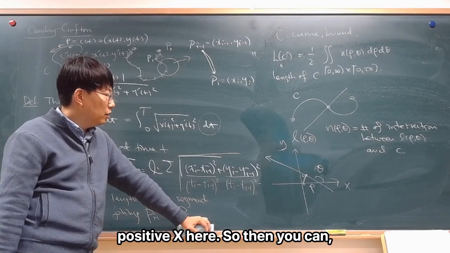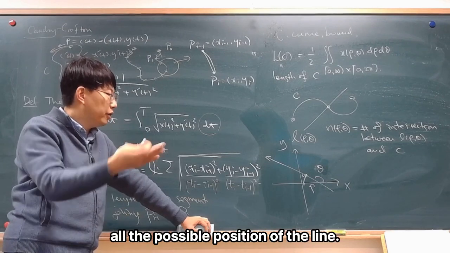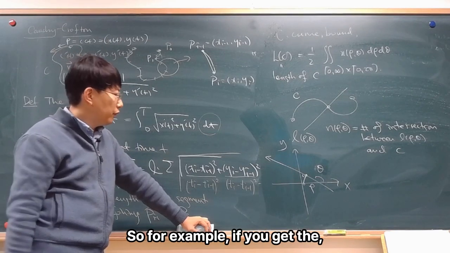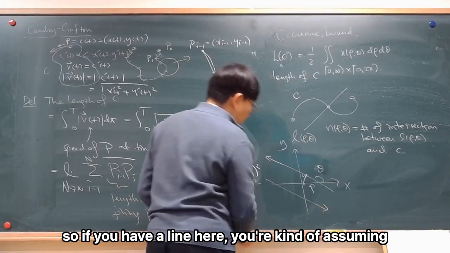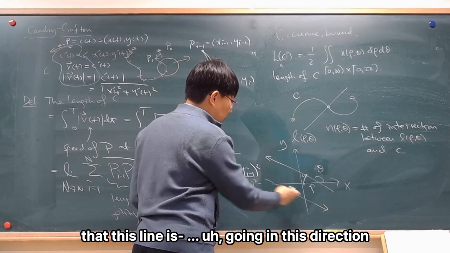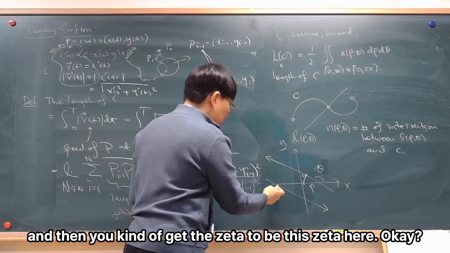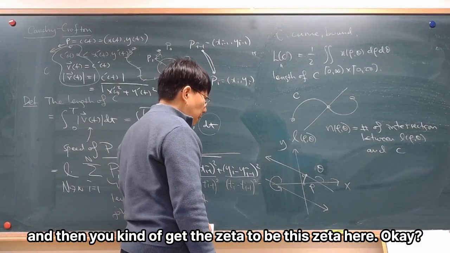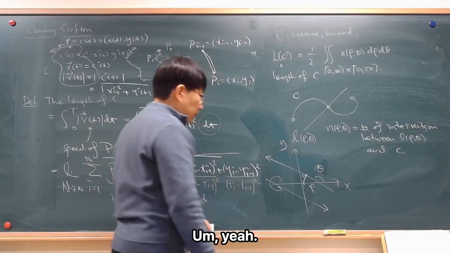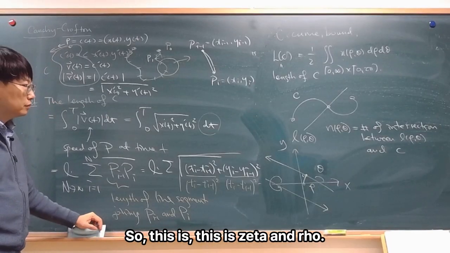So then you can get all the possible positions of the line. For example, if you take the opposite direction, if you have a line here, you're assuming that this line is going in this direction, and then you get theta to be this theta here, okay? Yeah, so this is theta and rho.